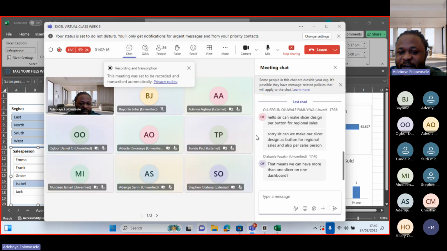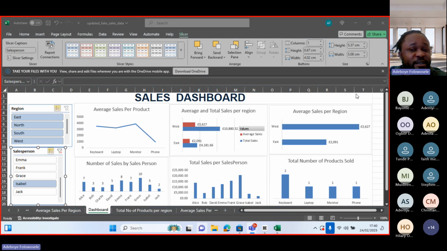Yes, we can have more than one slicer in a dashboard. You can have as many slicers as possible in a dashboard. I just used two. If I want to inform them on the product as well, that is the keyboard, laptop, monitor, phone, then I can have another slicer. Then I have to make this dashboard bigger. I can put it on this other side and have a product slicer as well. So it all depends on what I want.